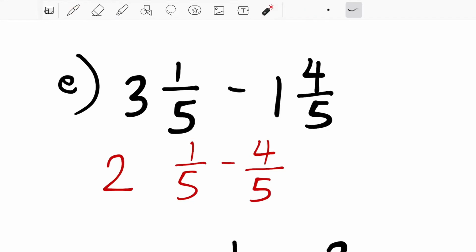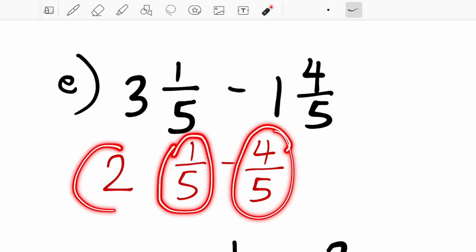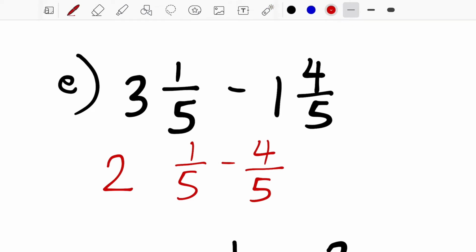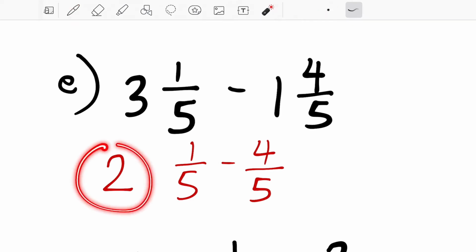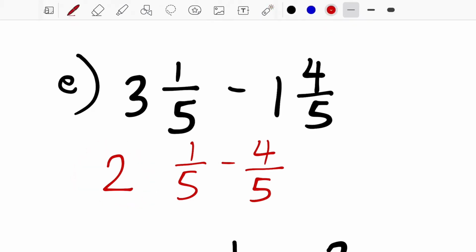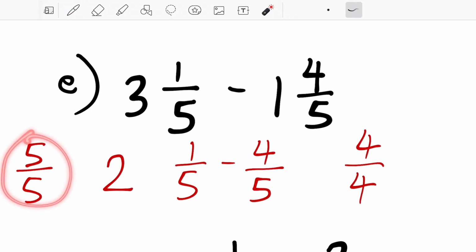So if we have mixed numbers and the fraction cannot take away the other fraction, we need to borrow from the whole number. Now one of these wholes from here is really equal to 5. We can write it as 5 over 5. Any whole can be written in a way where the numerator and the denominator is the same. So 5 out of 5 means 1 whole, 4 out of 4 means 1 whole, 50 out of 50 means 1 whole.